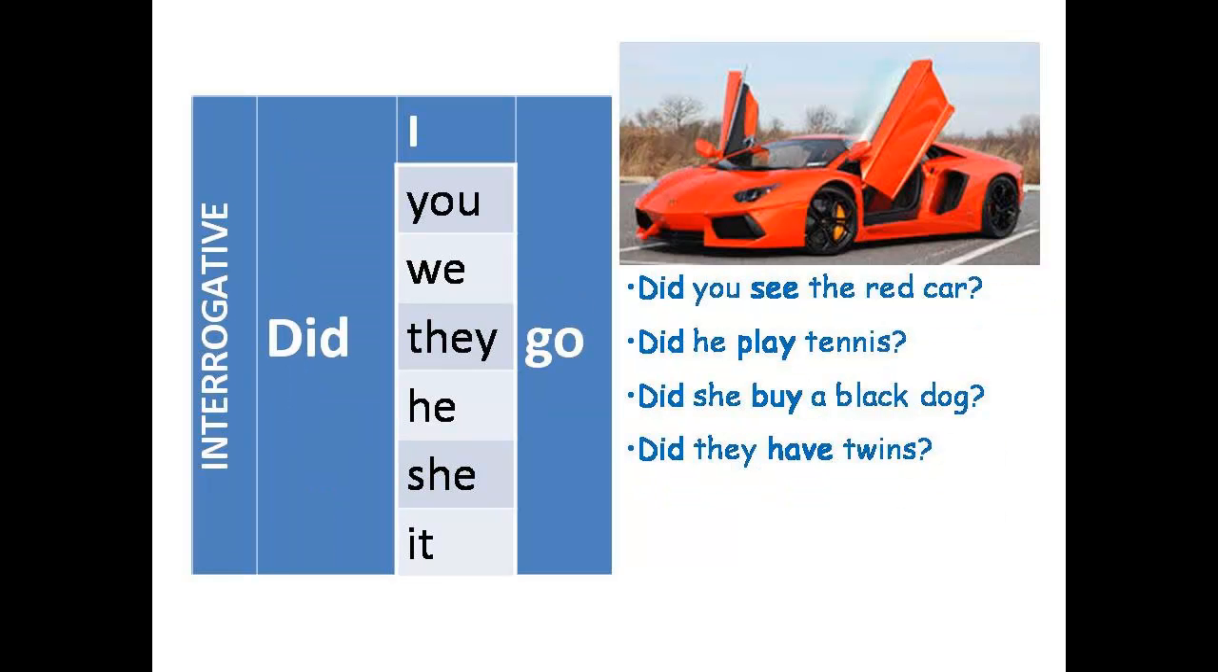Now the interrogative form of simple past is to put did, then the subject, then verb 1 or the base verb, complement, and question mark. Example: did you see the red car? Yes, I did. No, I didn't. Did she buy a black dog? Yes, she did. No, she didn't.